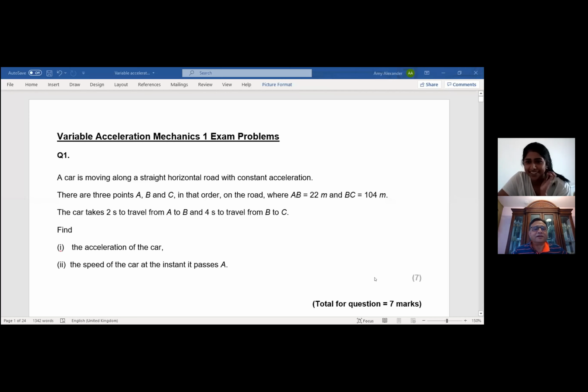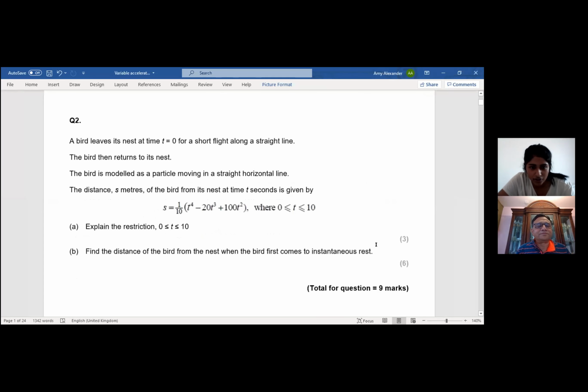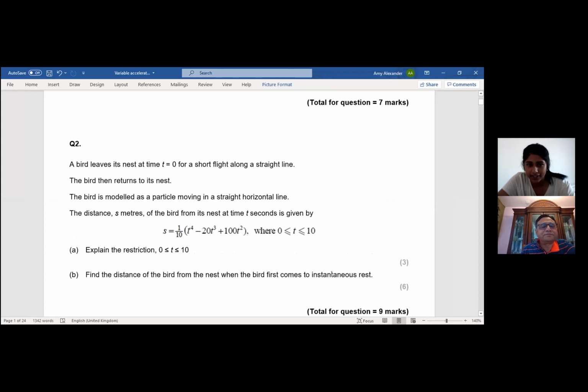Can you see my screen? Yes, I can. Cool. So the first one was question two. It was 2B, but since it's a connected question, I guess we'll work through it from part A as well. Sure. Can you please read the question?